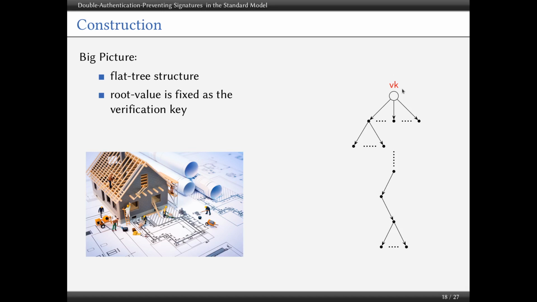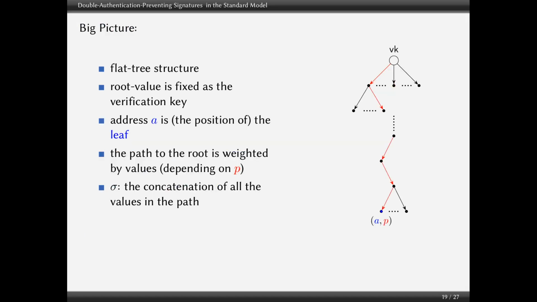The value of the root is fixed as the verification key. When you want to sign a message A and P, by the address A, you would find the position of the leaf, and then you would go through this path to the root, and you would assign some values to these edges depending on P. And finally, the signature would be the concatenation of all these values over this path.